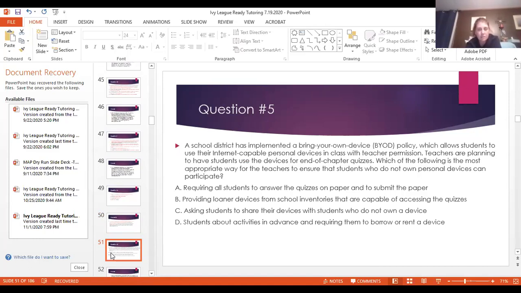So a school district has implemented a bring your own device policy, which allows students to use their internet capable personal devices in class with teacher permission. Teachers are planning to have students use the devices for end of chapter quizzes. Which of the following is the most appropriate way for the teachers to ensure that students who do not own personal devices can participate? So if we remember correctly, the competency talks about being equitable, right? That's one of the words that one of the people on the call actually put, right? So being equitable. A, requiring students to answer the quizzes on paper and to submit the paper. B, providing loaner devices from school inventories that are capable of accessing the quizzes. C, asking students to share devices with students who do not own a device. D, telling students about activities in advance and requiring them to borrow or rent a device.